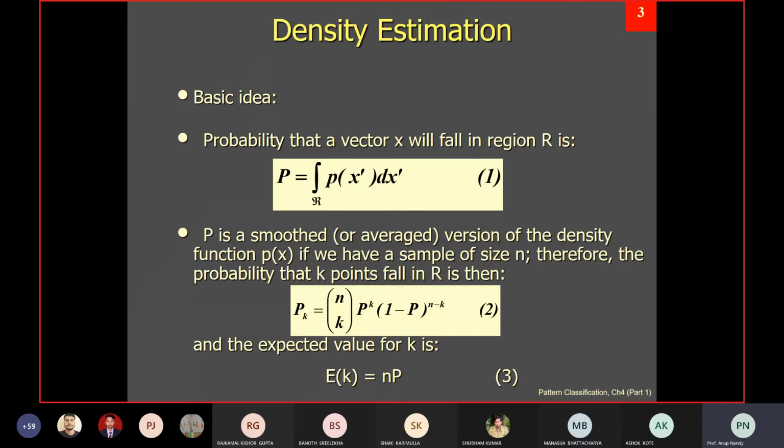Now the most fundamental technique is that you are going to compute this probability P, or you can simply write rho. Now capital P, how are we going to get this probability if you consider a sphere?